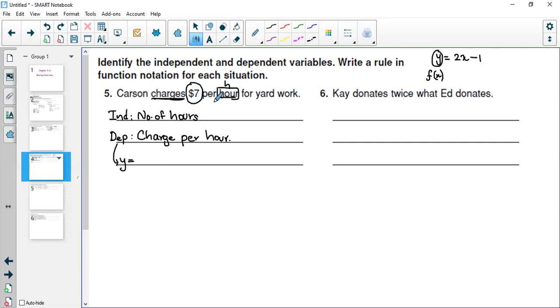It's totally up to you what you want to name it as. He can work for 1 hour, he can work for 2 hours. It's totally up to him. So if he works for 1 hour, he gets 7. If he works for 2 hours, he gets 14. So how do we name this?